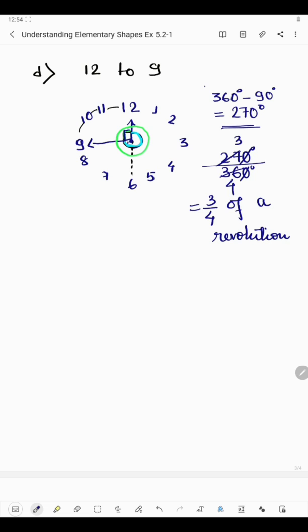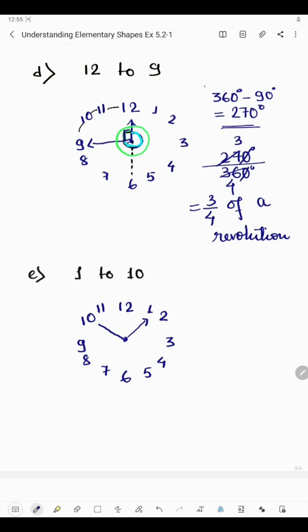Now coming to the next part. In the next part we have 1 to 10. Okay, so again we will draw the clock. 12, 6, 3, 9, 1, 2, 4, 5, 7, 8, 10, 11. So the hand of the clock is at 1 and it reaches 10. Like this it rotates. Okay, that means this is again a reflex angle.